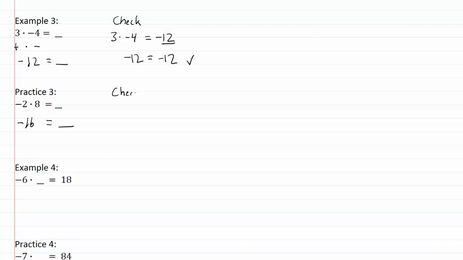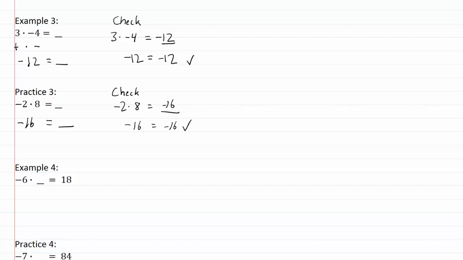So check it. Negative 2 times 8 is negative 16. Put that in there. Negative 2 times 8 is going to be a negative times a positive is a negative. 2 times 8 is 16. I get negative 16 equals negative 16, and it checks.